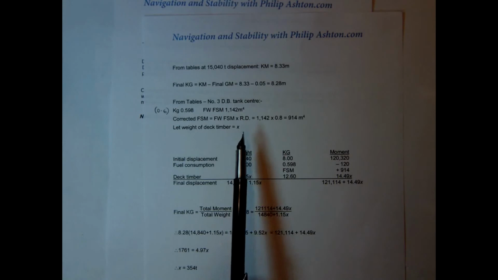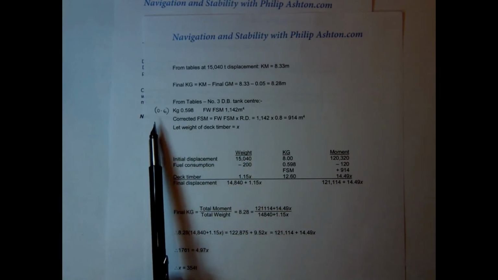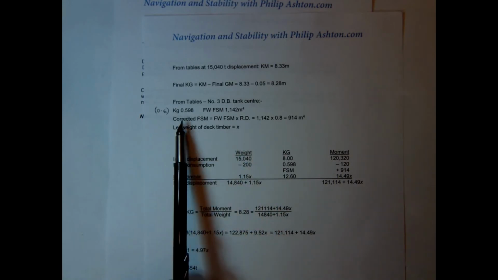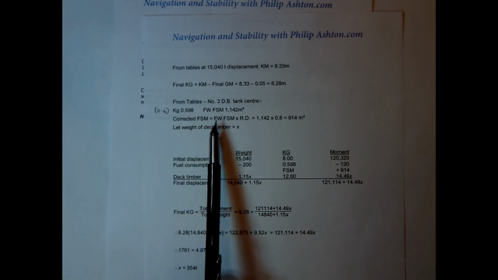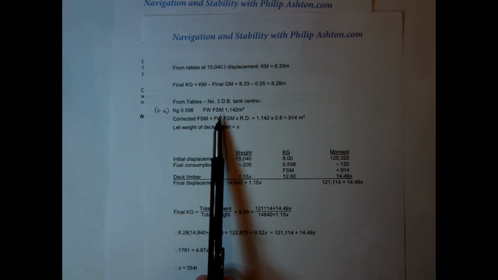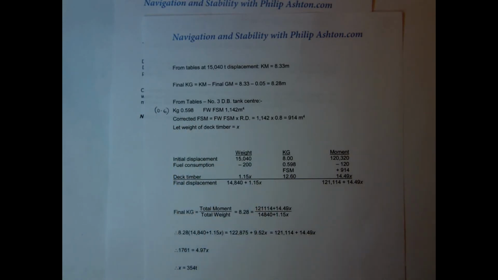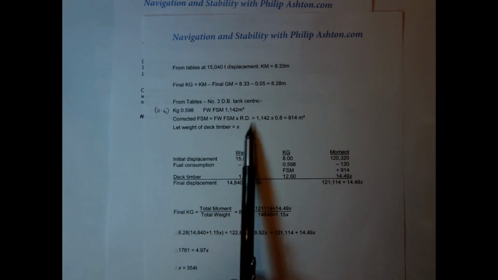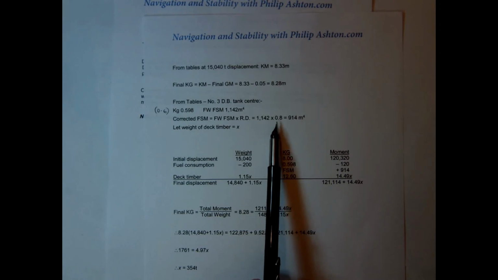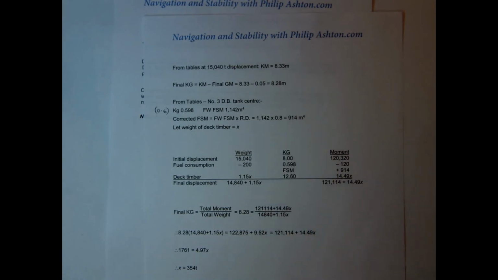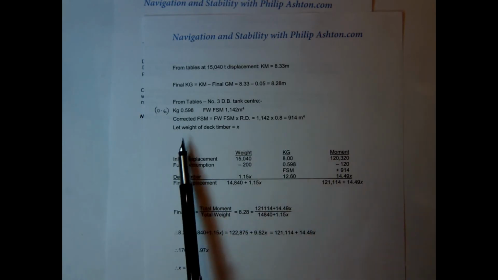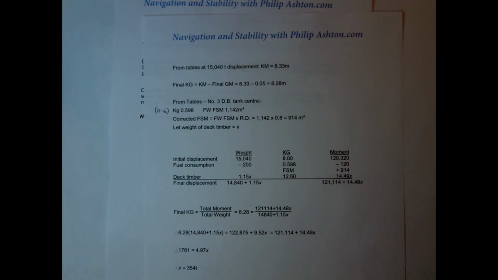Number 3 double bottom centre, KG in the table is 0.598, that was the original value. Free surface moments of course are for fresh water, 1142, so we correct those, multiplying it by the density of the oil, 0.8, so we get 914, and we let x equal the weight of the deck timber.